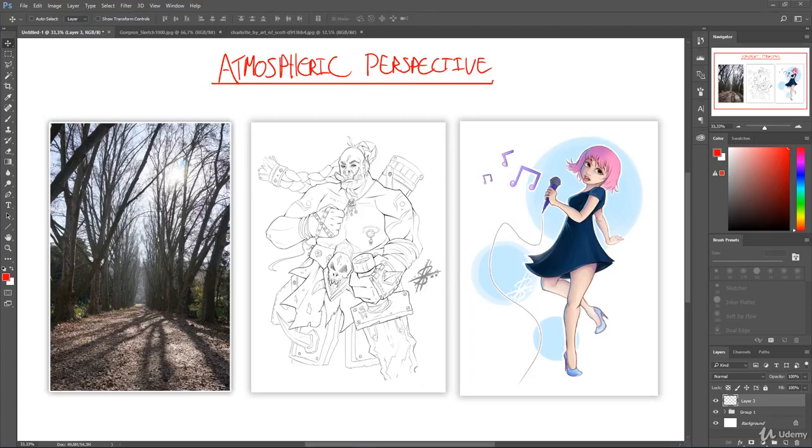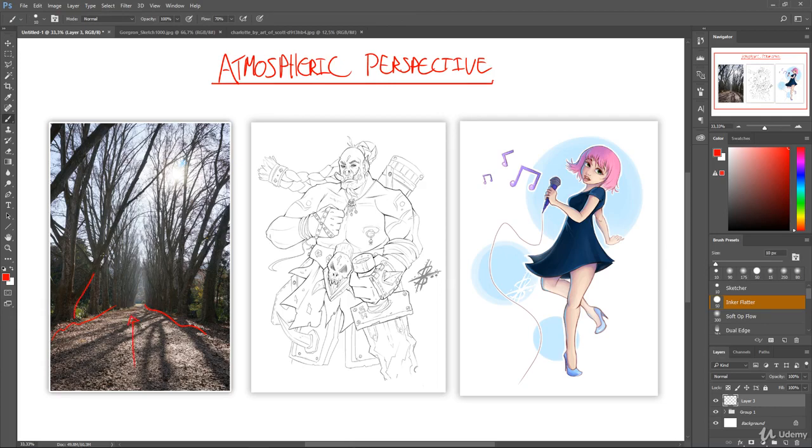In this lesson, we're going to take a look at what atmospheric perspective is and what it means in the real world, in our drawings, and of course in our character coloring and character painting. In the real world, air builds up between objects, and as they recede further and further back into the distance, there is more and more air buildup.